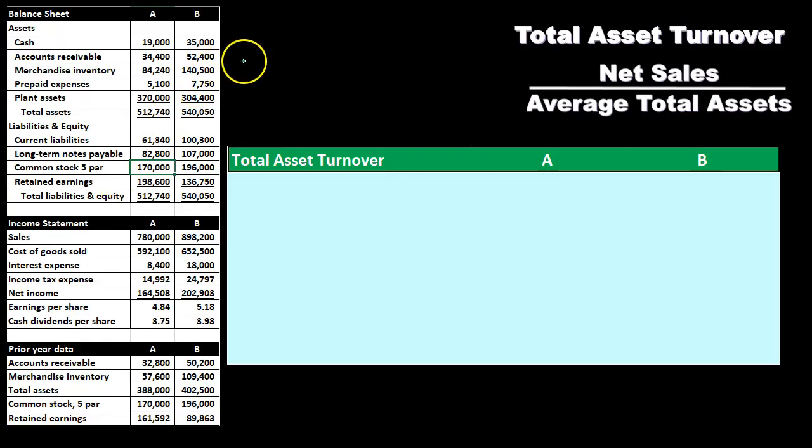Calculation of this, we're going to have the information on the left-hand side. We have the two companies. We've got A and B, two sets of data so that we can compare it. Balance sheet information, income statement information, and prior year information. Remember that as we see this in a ratio format, we also want to consider how we're going to put this together in a table. And you really want to put these together in tables.